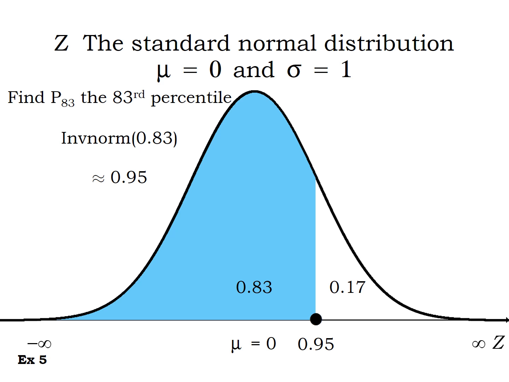So if we picked our z-score at random from the world of z-scores, there's an 83% chance the z-score we get would be 0.95 or less. And there's only a 17% chance that the z-score we would get would be 0.95 or higher.